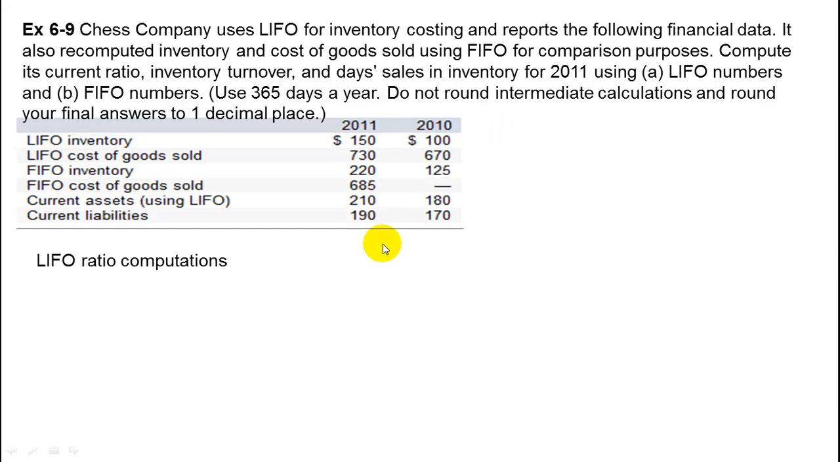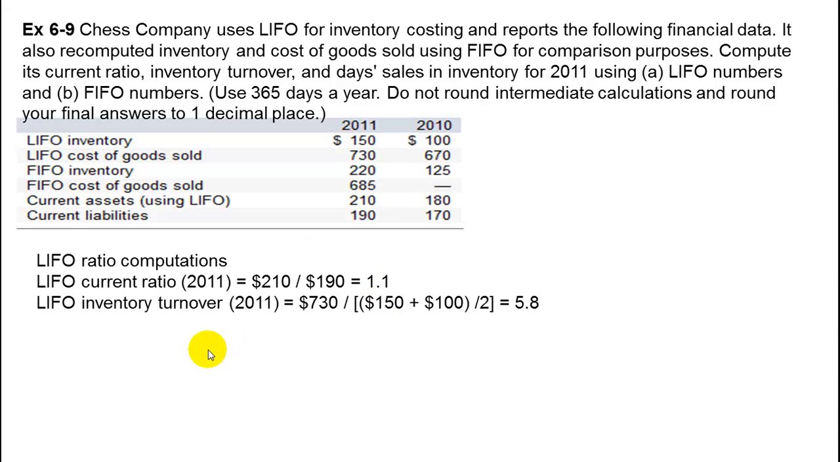So let's look at LIFO ratio computations first. The current ratio for 2011 under LIFO would be 210, which is the current assets using LIFO, divided by 190, which is the current liabilities. And the current ratio under LIFO would be 1.1.